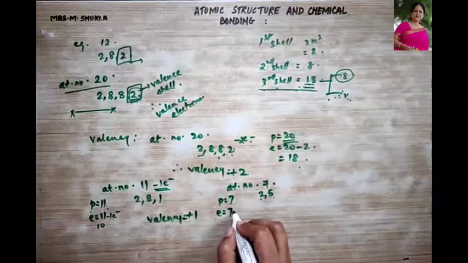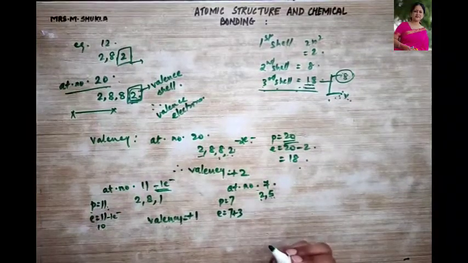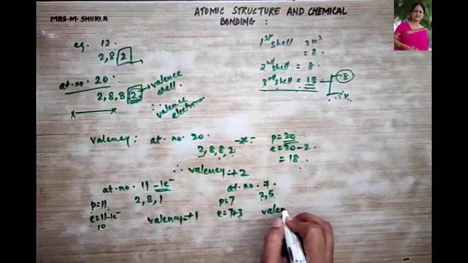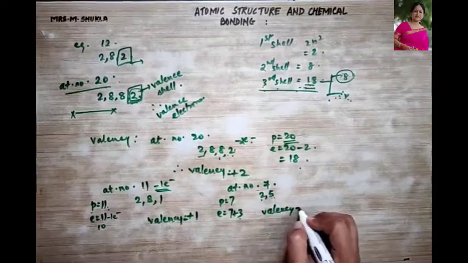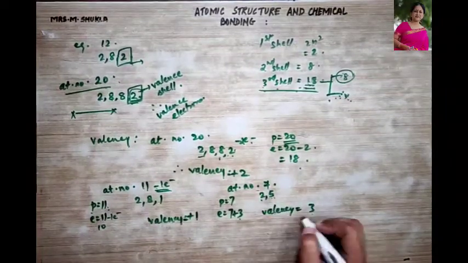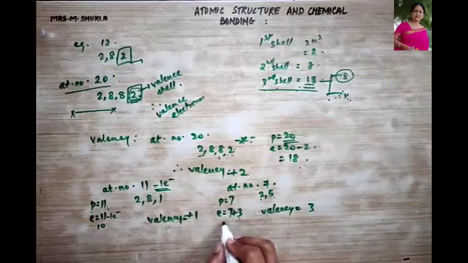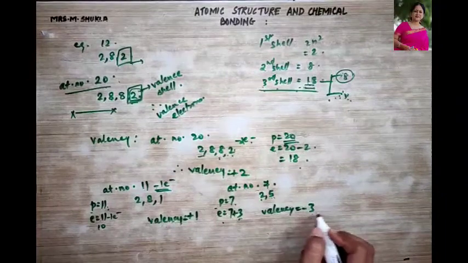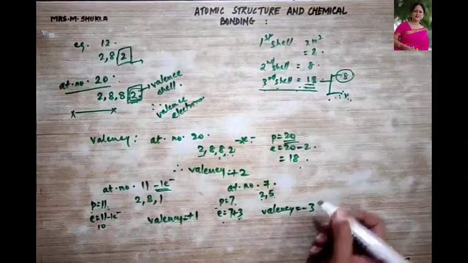So the electrons are going to be accepted over here. How many? 3 electrons. So valency over here of atomic number 7 is how much? 3. But whether it is plus or minus: electrons are more than protons. How many more? 3 more. So here it is minus 3 is the valency.